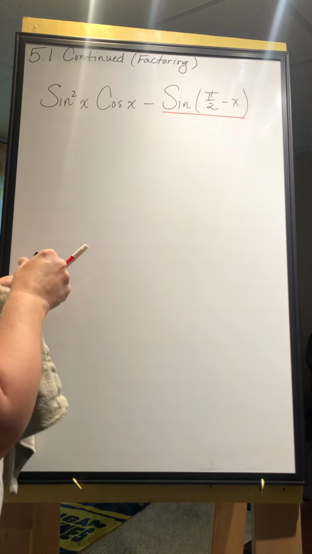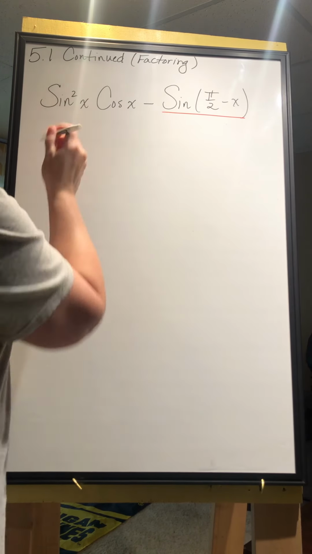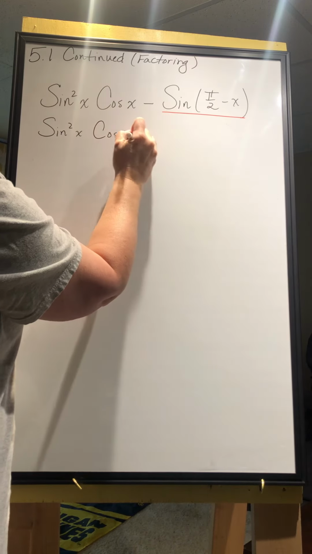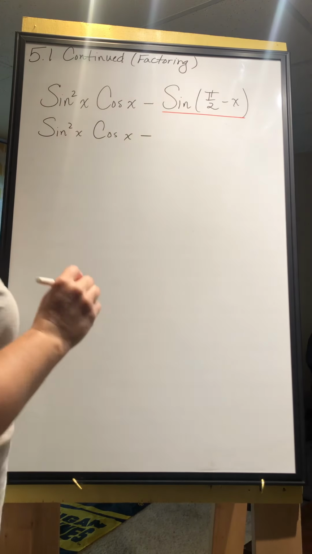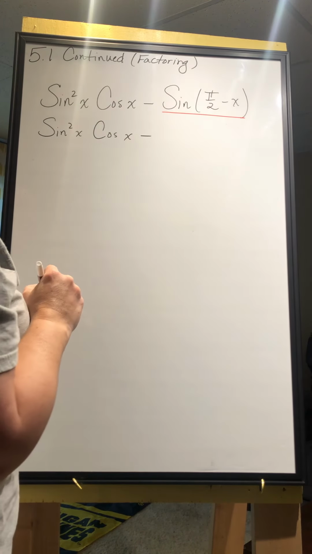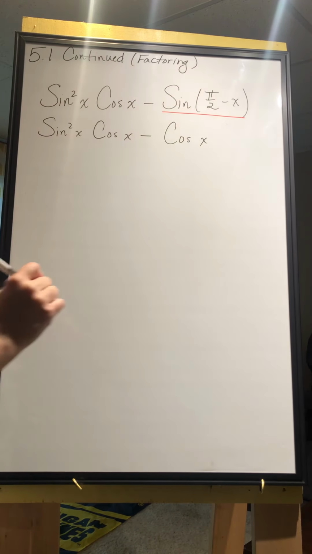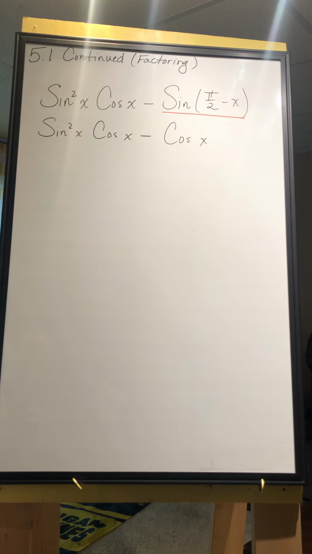So what we can do is rewrite this as sine squared x cosine x minus, that's an identity. Just look on your papers or the notes that you've taken. That's the same as cosine of x. So we've got that a little bit simpler already.